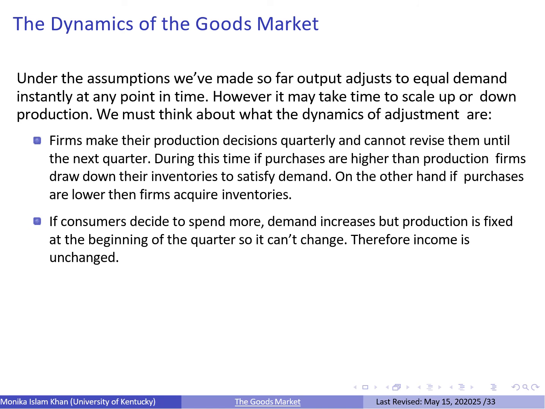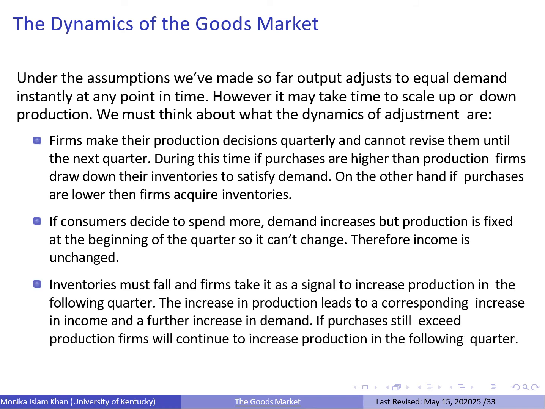Now, if consumers decide to spend more, demand in the economy increases, but production is still fixed at the beginning of the quarter, so it can't really change. Therefore, income is unchanged. Since demand increases and production cannot increase right away, inventories fall to compensate for the high demand. This serves as a signal for firms to increase production in the next quarter. If demand or purchases is less than production, this serves as a signal for firms to produce less in the next quarter.